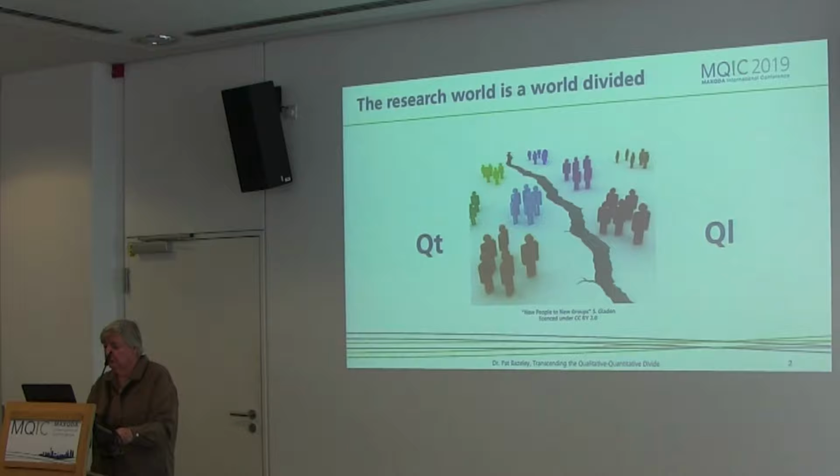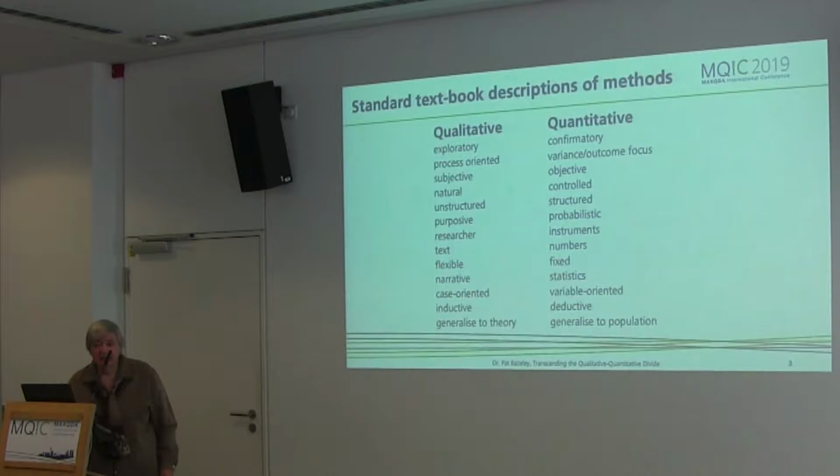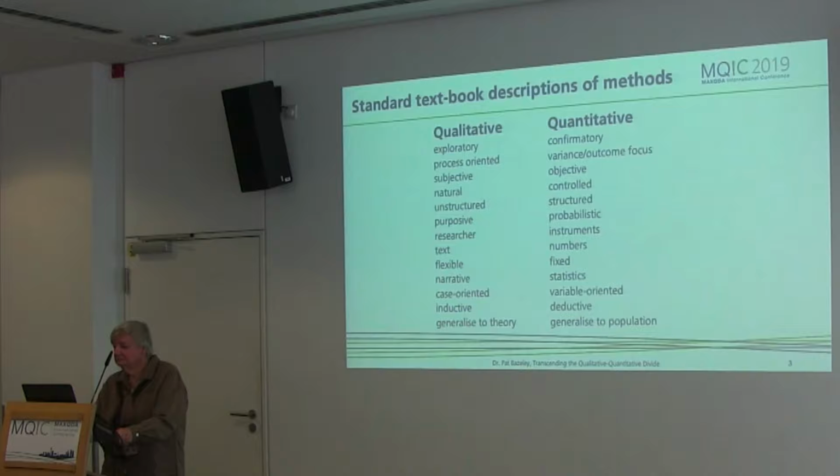Standard textbook descriptions of methods tend to be introduced with a classification of this is what qualitative methods look like, this is what quantitative methods look like, and standard textbooks that cover research methods generally will typically have separate chapters on qualitative and quantitative approaches. So, the ways in which they've been described are many, and at one stage, some years ago, I came up with a total of about 40 different ways in which people had differentiated qualitative from quantitative research.